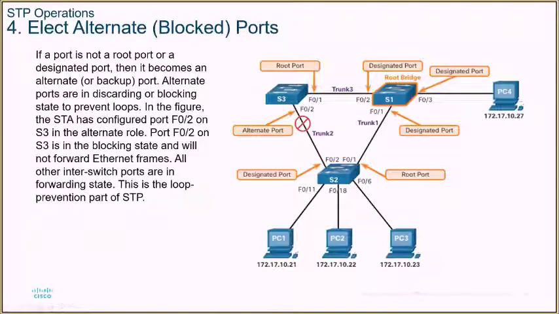Okay, so alternate or blocked ports. Blocked port is the original STP name. Alternate port is what RSTP calls it. If a port is not a root port or a designated port, then it becomes an alternate or backup port. Alternate ports are in discarding or blocking state to prevent loops. In the figure, the spanning tree algorithm is configured so that FastEthernet 0/2 on switch 3 is in a blocking state and will not forward Ethernet frames. All other interswitch ports are in a forwarding state. This is the loop prevention part of STP.